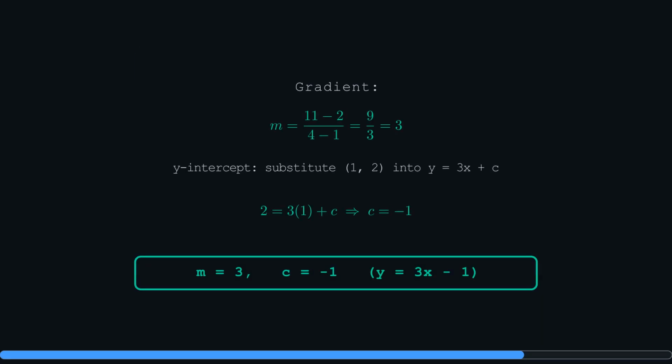The gradient is (11 minus 2) over (4 minus 1), which is 9 over 3, equal to 3. To find c, substitute point (1, 2) into y = 3x + c. 2 = 3 + c. So c equals negative 1. The line is y = 3x − 1.